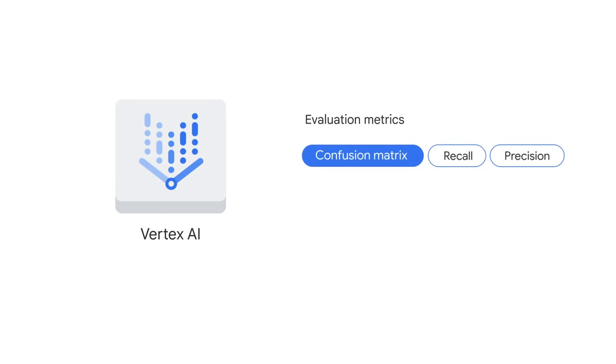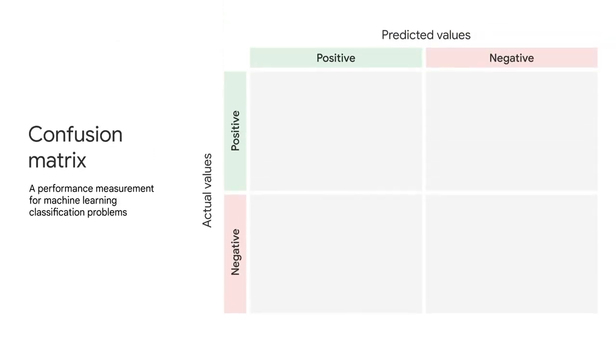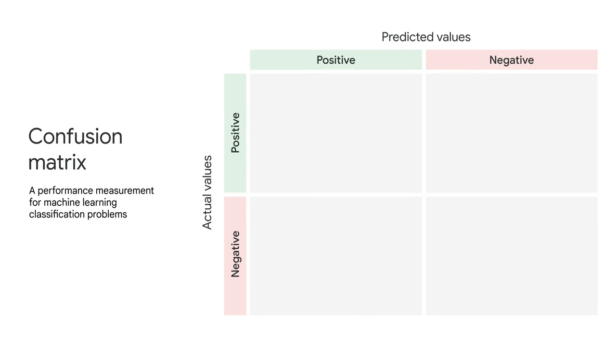The first is based on the confusion matrix, for example, recall and precision. The second is based on feature importance, which we'll explore later in this section of the course. A confusion matrix is a specific performance measurement for machine learning classification problems. It's a table with combinations of predicted and actual values. To keep things simple, we can assume the output includes only two classes.